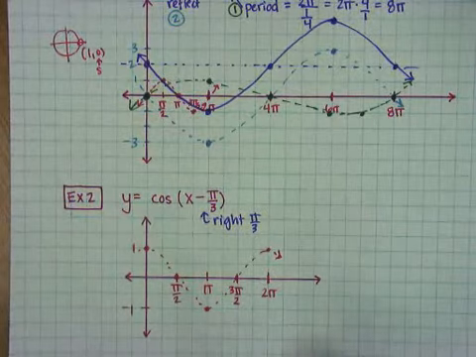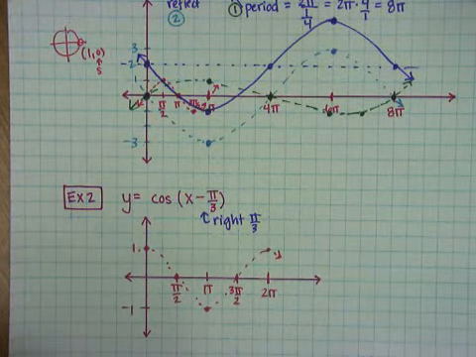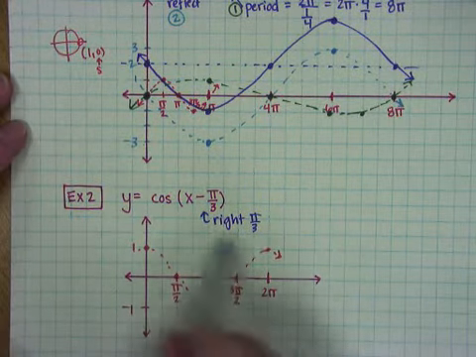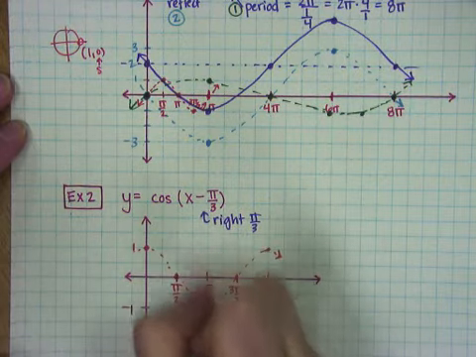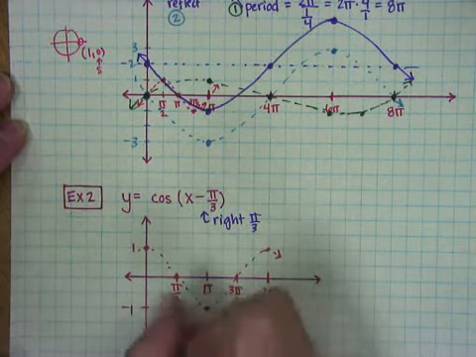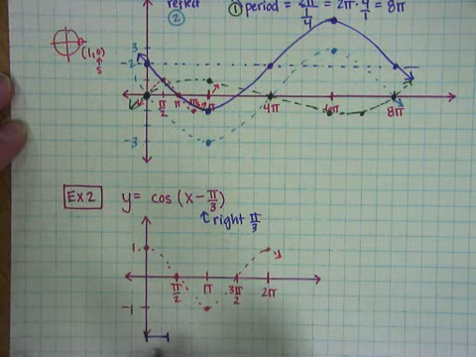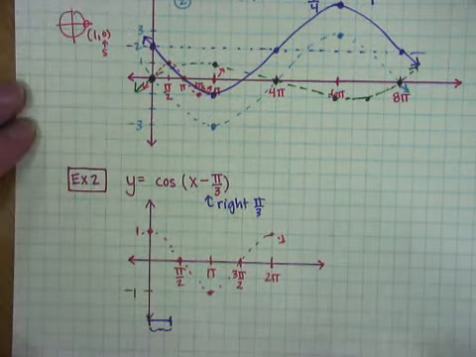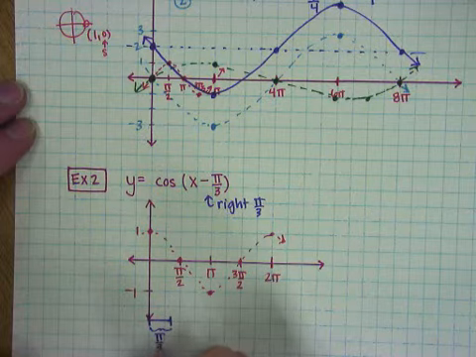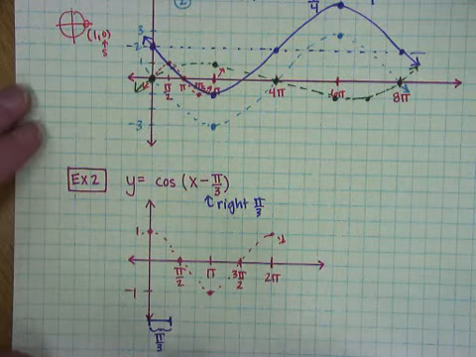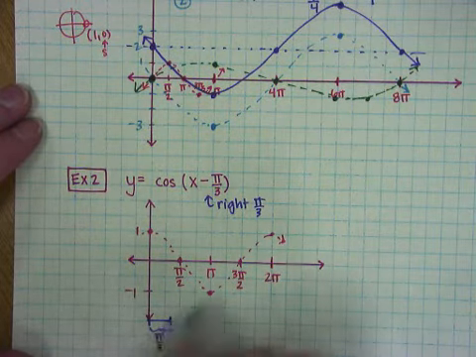And now if I'm shifting everything right pi over 3, the easiest way that I know how to do this is to think about how much distance pi over 3 is. So if I come down here, I know pi over 3 is less than pi over 2. So that amount of distance right here, if you guys can see it, is approximately pi over 3.